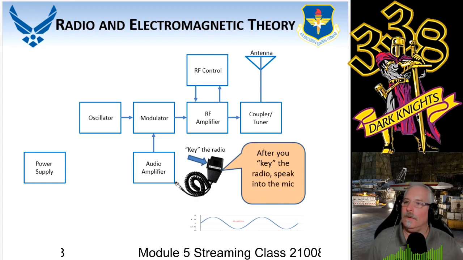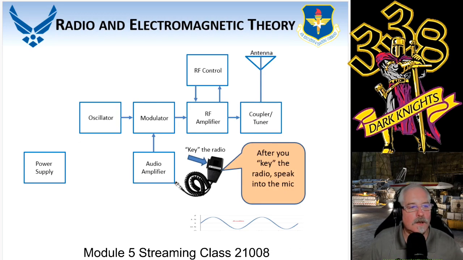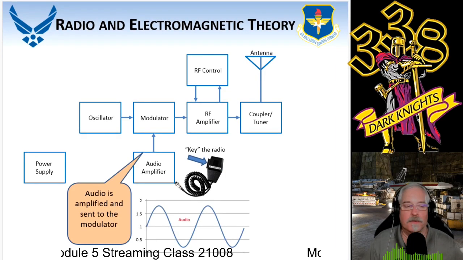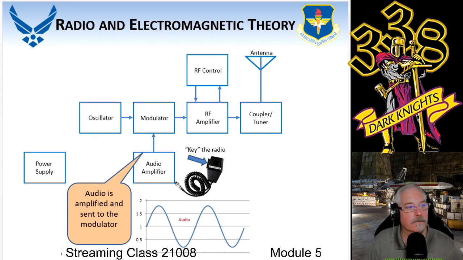When you key that radio, of course, with the power being supplied to all the other units or modules, that is going to go into the audio amplifier. The audio amplifier is going to amplify it, and then it's going to send it to the modulator.